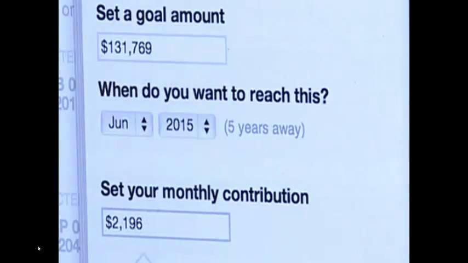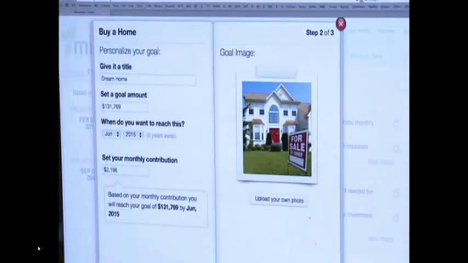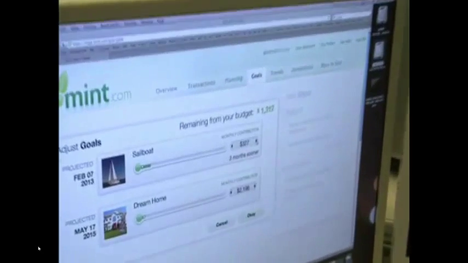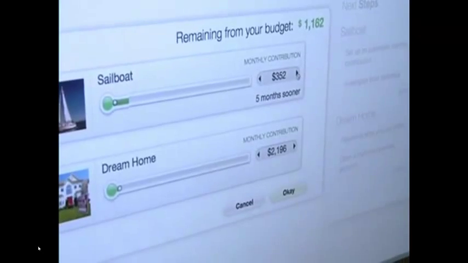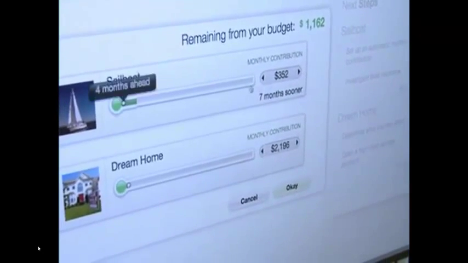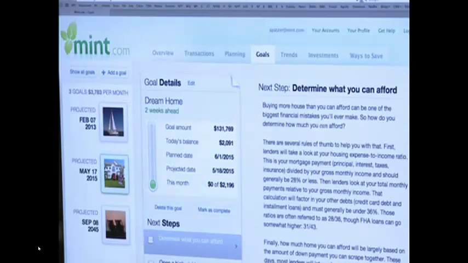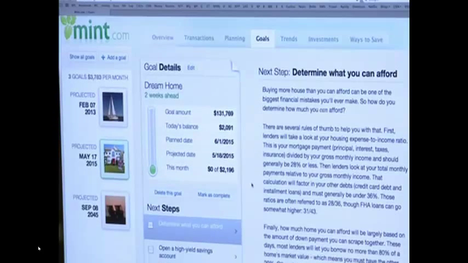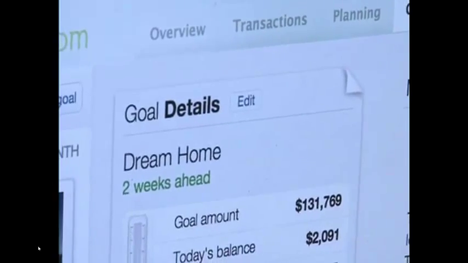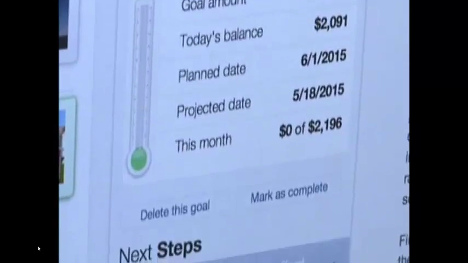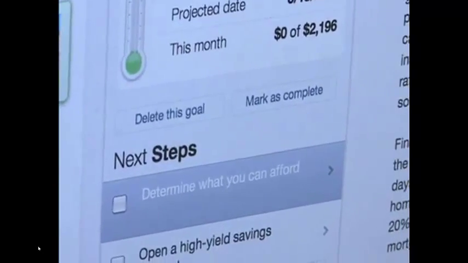And I can say, okay, well, I can save up that much each month. You can upload a photo of your dream house if you'd like. And then it'll show you your progress, and it says, here's how much you saved so far this month out of the $2,000 that you were supposed to save. And then for each goal, you've got a set of steps that you want to go through. So it says, here's your planned date, here's your projected date, if you keep saving at this rate, when you'll actually reach it, so you're slightly ahead of schedule.